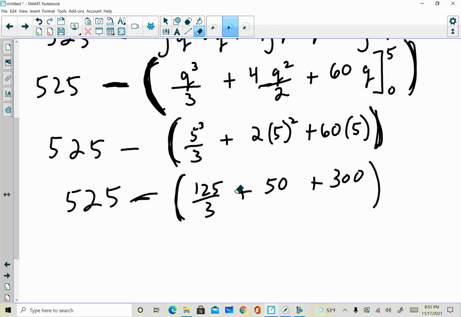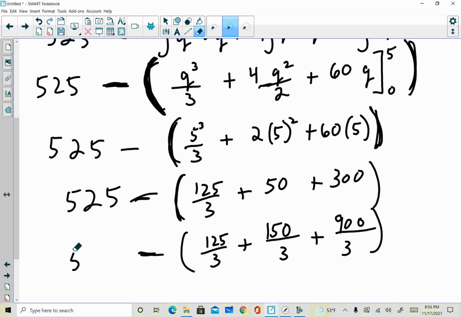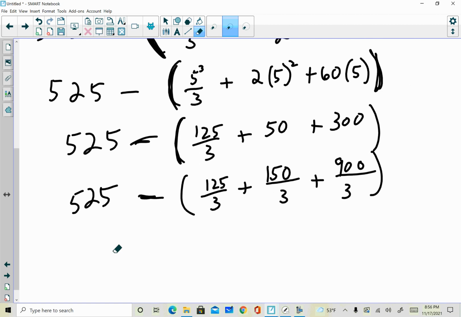We're going to convert everything in the parentheses to something over 3. 125 over 3. 50, the whole number 50, is the same as 150 over 3. And 300 is a whole number. It's the same as 900 over 3. You can do all of this on a calculator if you want to, but anyway, almost done here. 125 plus 150 plus 900 is 1175.